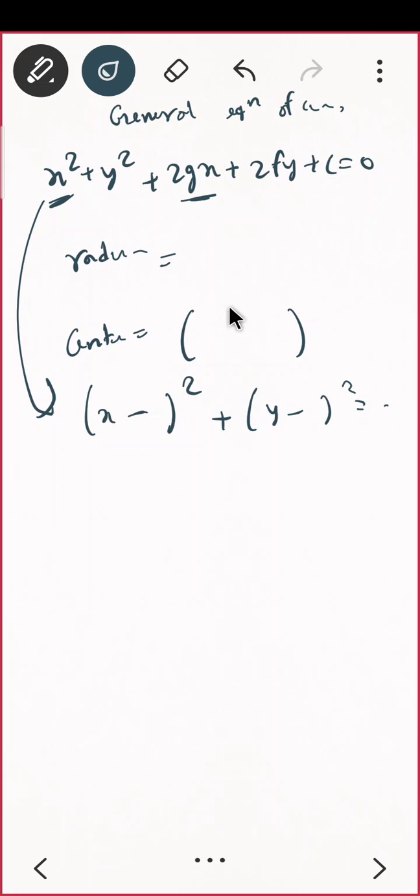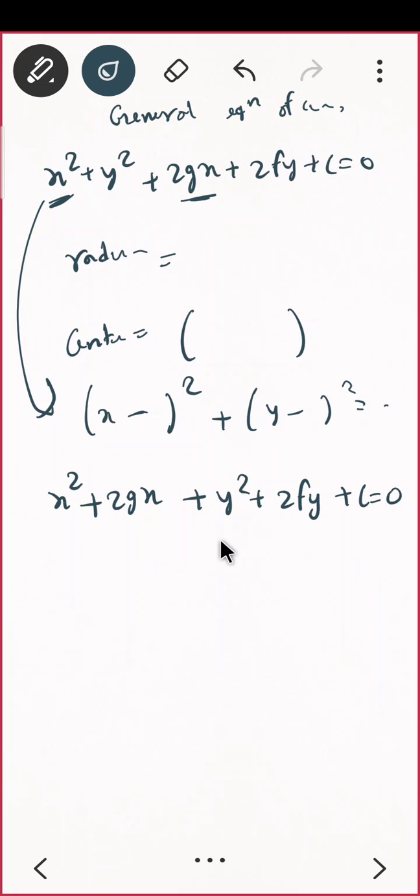Anyone? Or if you want to solve, then that is also okay. See, this will be x square plus 2gx, and that is y square plus 2fy plus c is equal to 0. What next you should do? You are having these two terms, and you want to find the last term, that is middle term by 2, 2g by 2. So this will become x square plus 2gx plus g square. If you are adding g square, then you have to subtract g square.